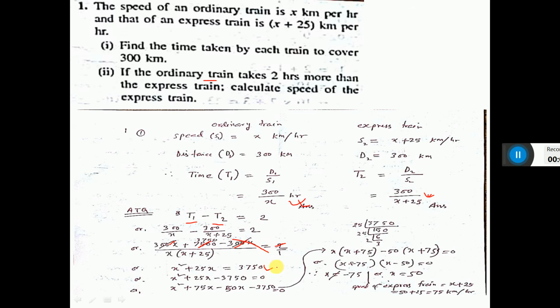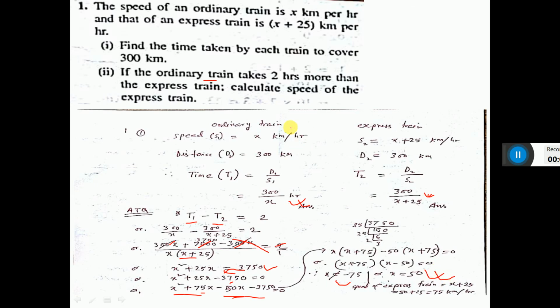This into 1, so it is coming this, and this one multiplied is x square plus 25x. This one you take to the left hand side. Now you do middle term factorization. This one you can break down into 75 and 50. Now you take x common from these two, 50 common from these two. So one factor is minus 75, another 50. But minus 75 cannot be, because this is speed. Speed cannot be negative. So we have to take the value 50.